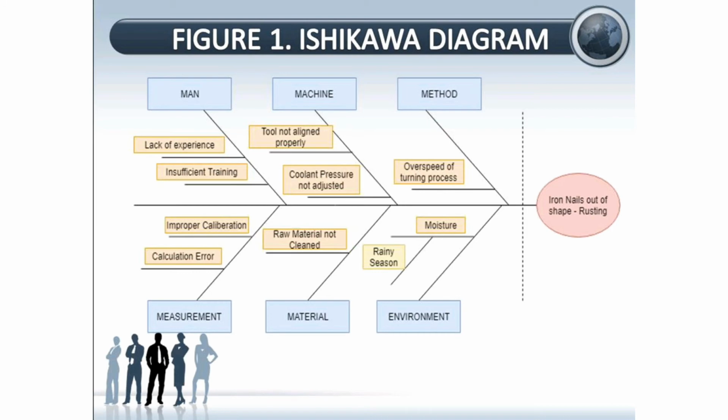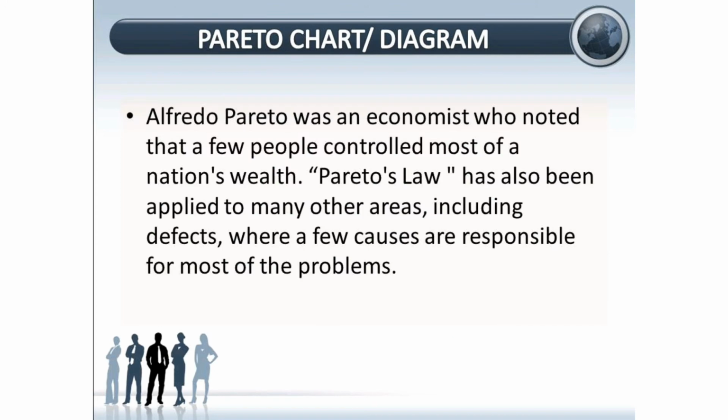Here is an example of a fishbone diagram, the Ishikawa diagram. The main problem is shown on the right: iron nails out of shape, rusting. This means that the problem being dealt with is the incorrect dimension of the nails due to rust. The nails are rusty and out of dimension. Then the main categories are identified, and potential causes from each of the categories are identified.